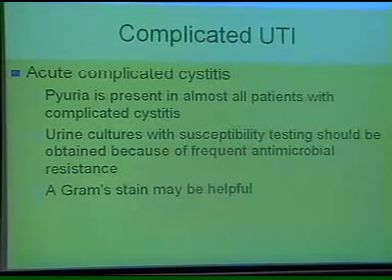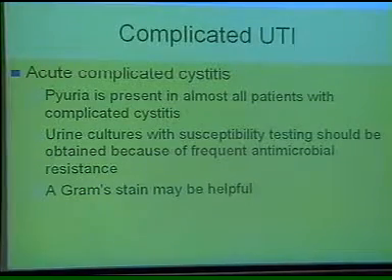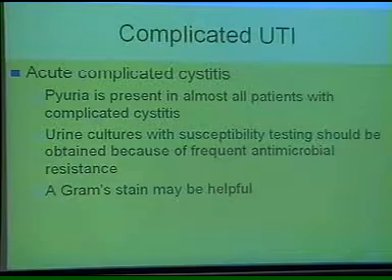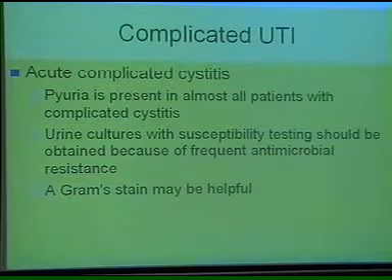Pyuria is present in almost all patients, and urine culture should be done to find out the susceptibility pattern. Gram stain can be helpful. For example, if the gram stain of a spun urine shows gram-positive cocci, then Enterococcus could be involved, and in that case you can use ampicillin or amoxicillin.